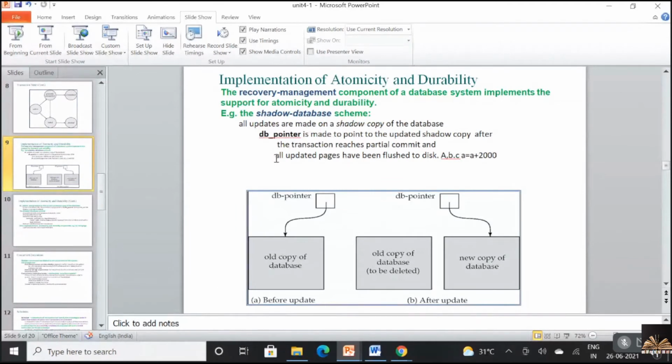Because sometimes I told you, once you are done with step 3 and after step 5 there is a failure, then how you get back the original data is using this particular concept. You can still have the old copy of the database, which is still pointed to by the DB pointer. That is the reason you're getting back the original contents.